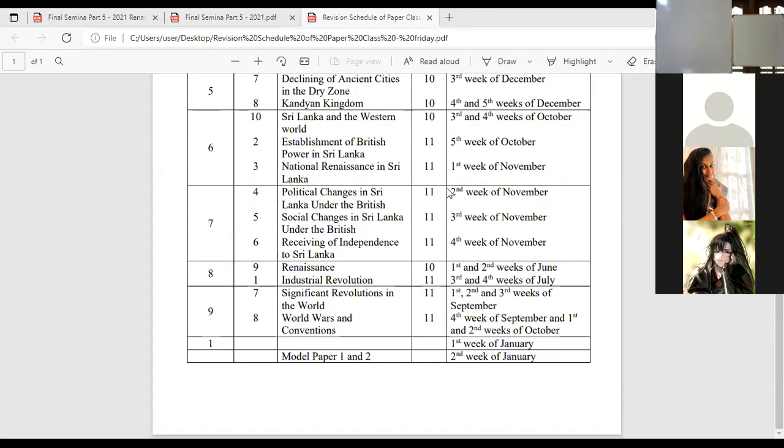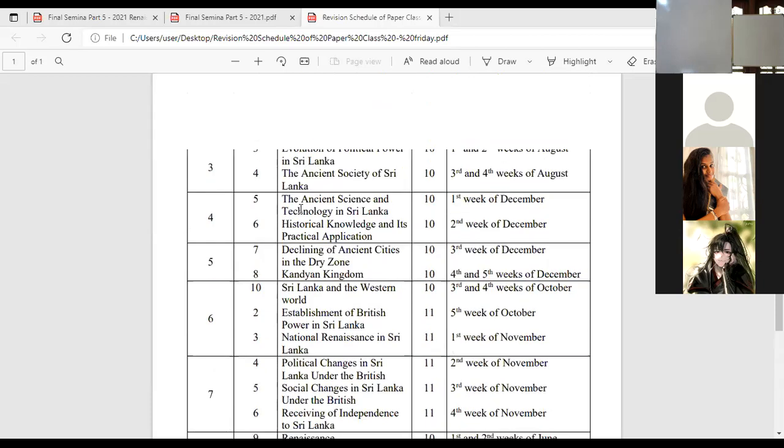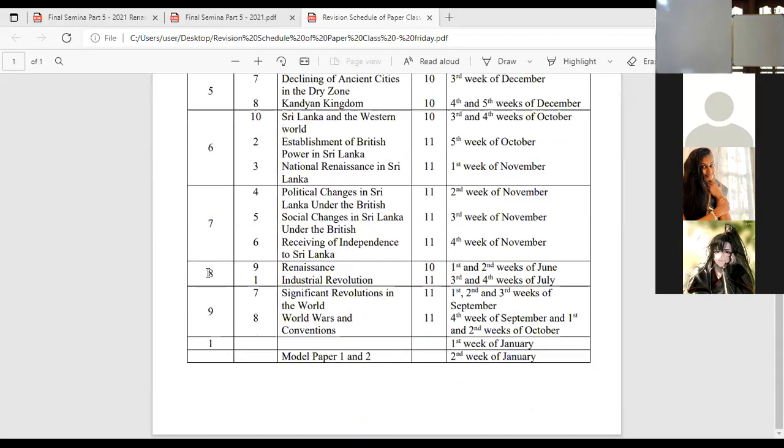Now I have started from the eighth question, Renaissance and Industrial Revolution. Renaissance we will do in the first and second weeks of June. Within 2 weeks we will finish it because it's not a very big section. It's a small section. Like that we are taking one by one. Now we are discussing the eighth question, the Renaissance part, in these 2 weeks.